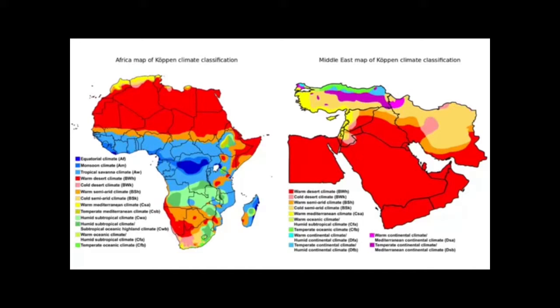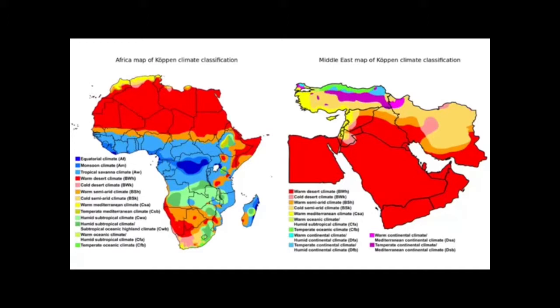So we can see in North Africa, but also in the Middle East, on both the left and the right, we see a lot of red. And if we go to the key, what does red mean? Red means it's a desert. It's a B climate. Once again, we're mostly focusing here on A, B, C, D, and E climates.